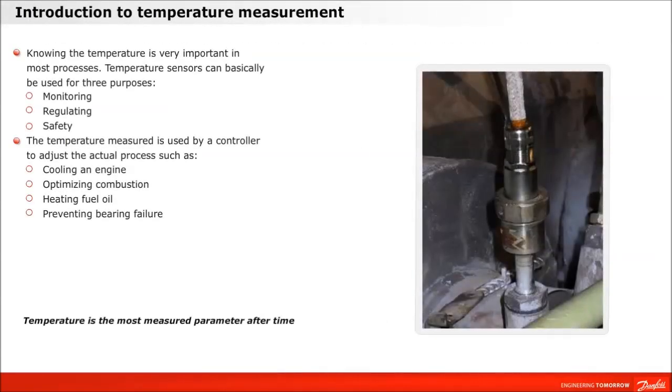Temperature measurement is very important in most processes and can be critical to the life of a machine and its components. The three main purposes to use a temperature sensor are monitoring, regulating, safety. Temperature measurement can be used by a controller to adjust various processes, such as cooling an engine, optimizing combustion, heating fuel oil, preventing bearing failure, and many other processes.